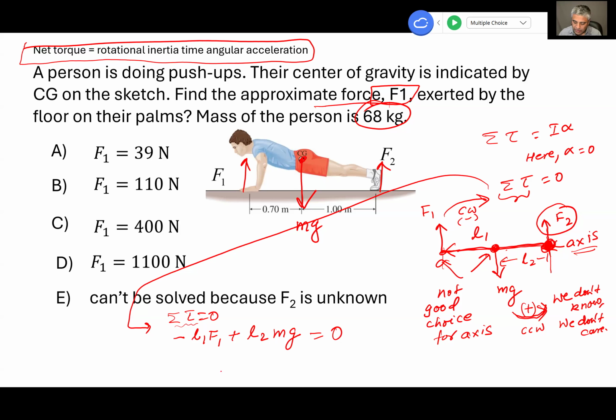In this case, we are trying to figure out what F1 is. So let's do some rearrangement here. It looks like F1 is going to be L2 mg over L1. Okay. So we know m, we know g. Do we know L1? Do we know L2?